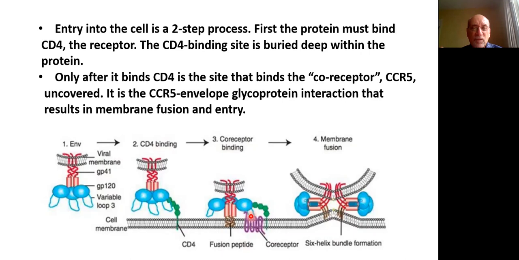And the rest of the time, it's covered up. And so HIV, when it is floating around in the blood, is not displaying this important binding site. And so apparently the body fails to make antibodies against it.